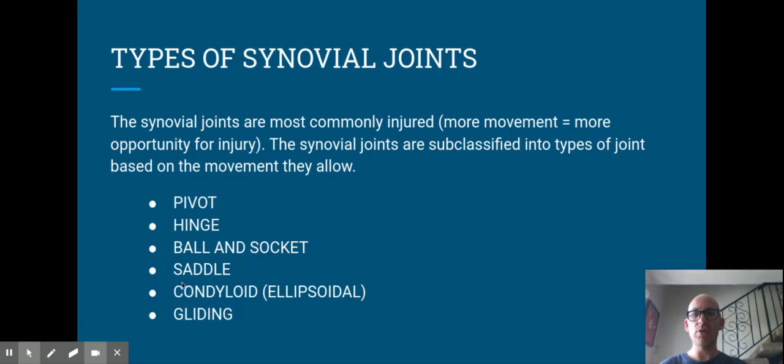Okay, so these are the types of joints that you have probably heard of before. These are all the types of synovial or movable joints. Okay, so we will look at each of them individually. So this is just the list here. We'll go through them one by one. Pivot, hinge, ball and socket, saddle, condyloid, which is also known as ellipsoidal, and a gliding joint. So we'll look at each one. We'll see a picture of it. I'll give you kind of how they work and how they move.